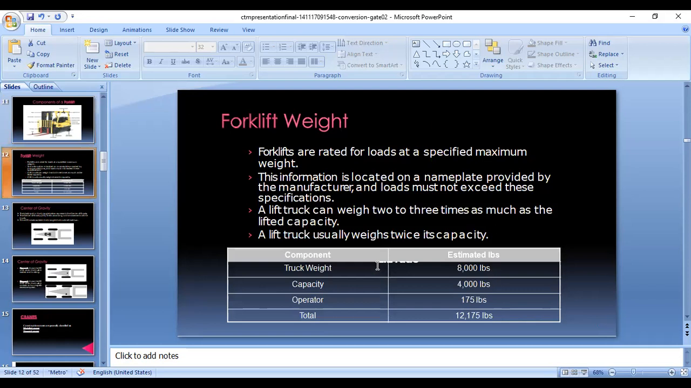Forklifts are rated for loads at a specified maximum weight. This information is located on a nameplate provided by the manufacturer, and loads must not exceed these specifications. A lift truck usually weighs twice its capacity. For example, a truck with an estimated weight of 8,000 lbs, a capacity of 4,000 lbs, and an operator weighing 175 lbs gives a total of 12,175 lbs carried forward by the wheels of the forklift vehicle.